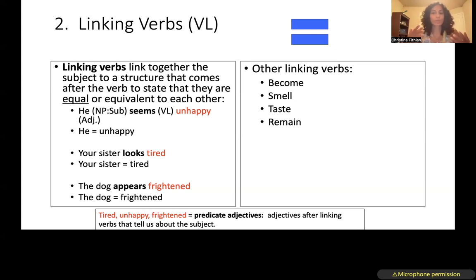Now remember, to predicate on something means to explain. And so what we are doing is we are predicating on the subject. We're explaining something about the subject. So adjectives that come after a linking verb tell us or predicate on the subject. So that's why we call them predicate adjectives. Now we will actually mark that in our tree, but we won't worry about that right now.